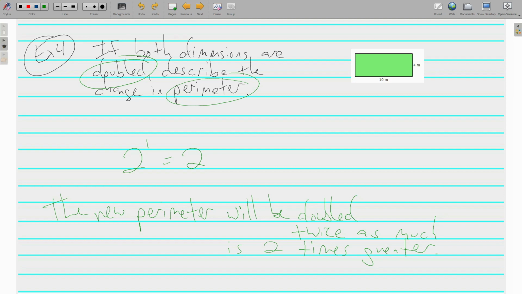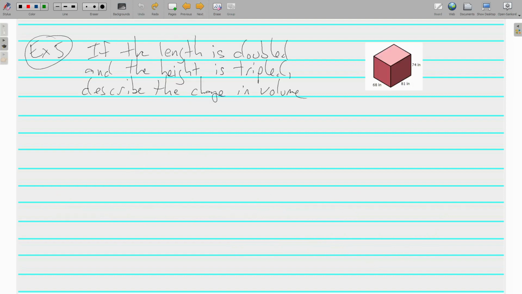Alright, I was just kidding. We actually do have one more. This last one's a little different. It says if the length is doubled and the height is tripled, describe the change in volume. Okay, here we have different things happening to the different side lengths. Doubled times tripled. That's what's happening right there. The new volume is 6 times greater.